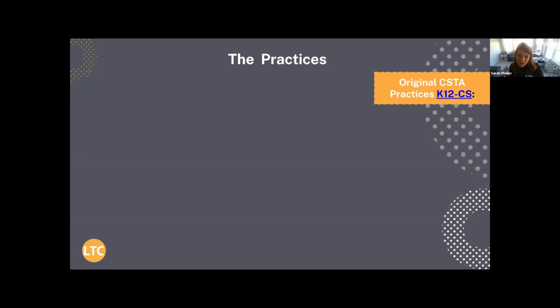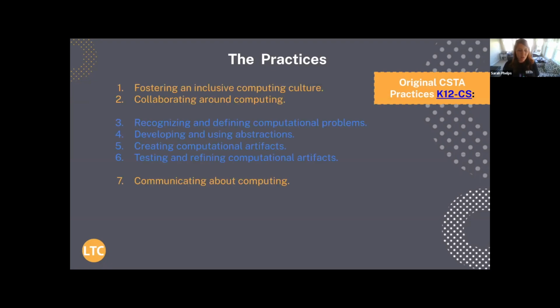If you know anything about NGSS, it's a similar model. The NGSS standards were based off of a framework for science, the K-12 framework for science. And we're going to talk about that framework because it is a very useful bit of information for you. So the original CSTA practices were these 7. We have fostering an inclusive computing culture. Everybody's invited, everybody's a part of it. Collaborating around computing. Recognizing and defining computational problems.